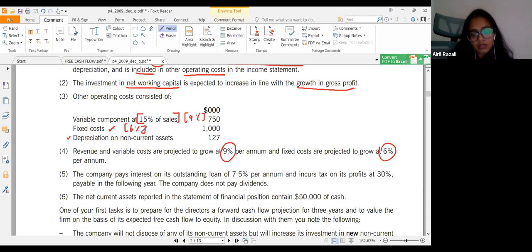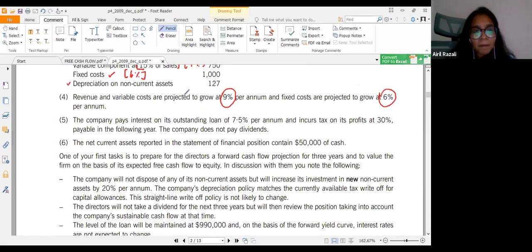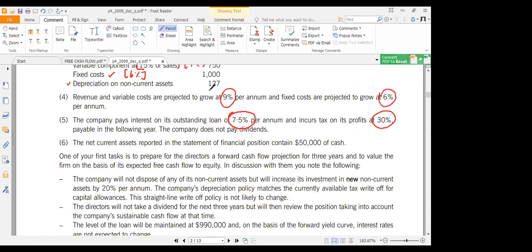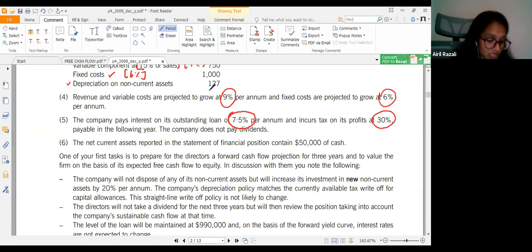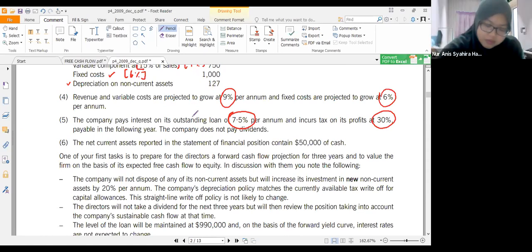Now, the company pays interest on its outstanding loan of 7.5% per annum, and the tax on profit is 30%. Why did he give you the 7.5%? To get free cash flow to equity. Yes, because to find free cash flow to equity, remember you must minus interest.